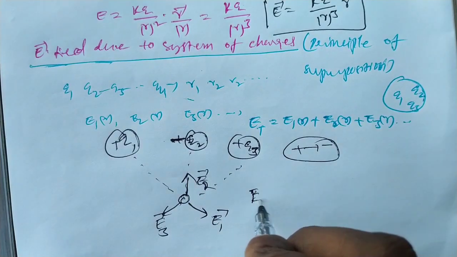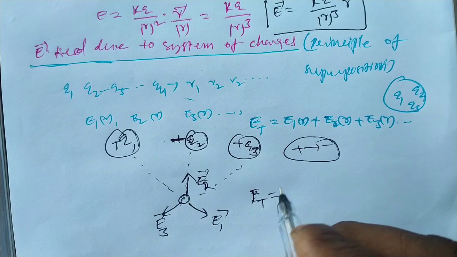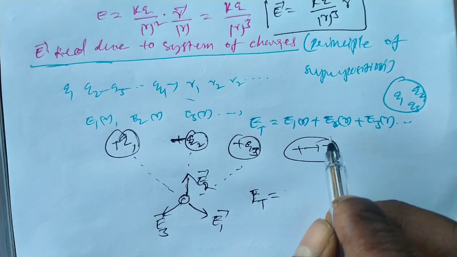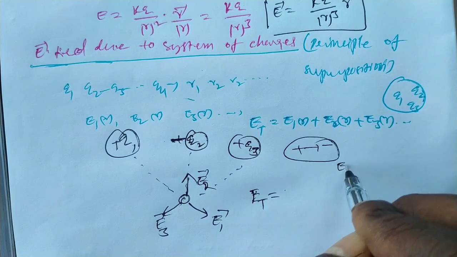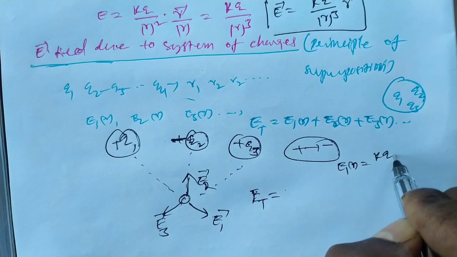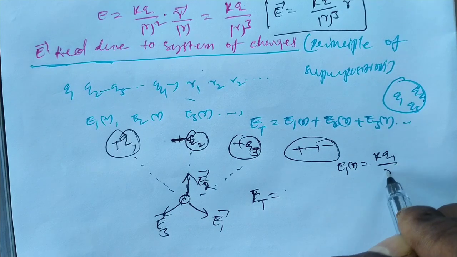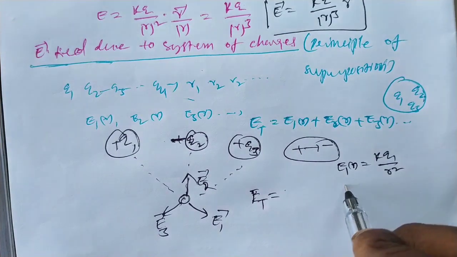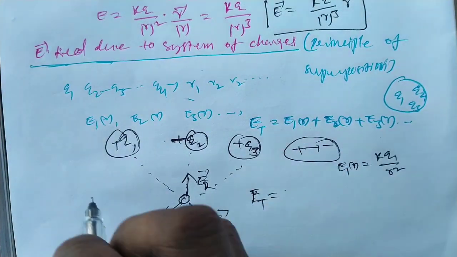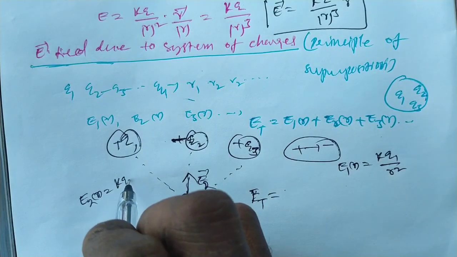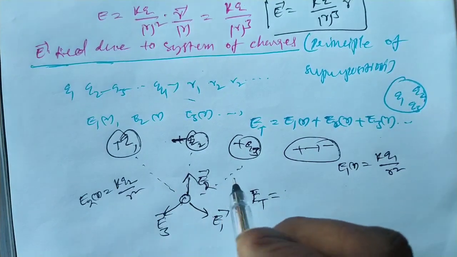Here the total electric field ET is equal to, as you already know, E1R = k Q1 / R², and E2R = k Q2 / R².